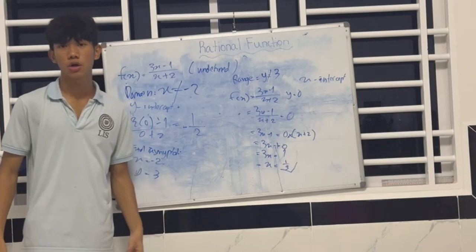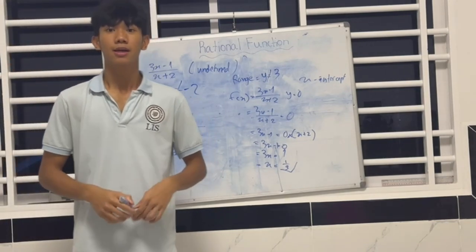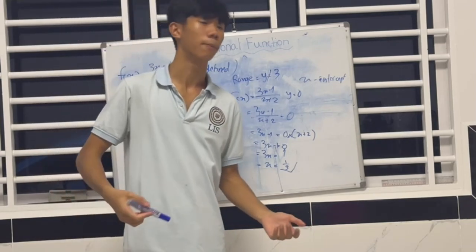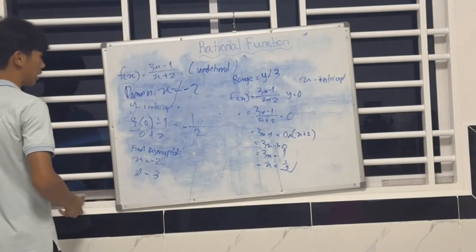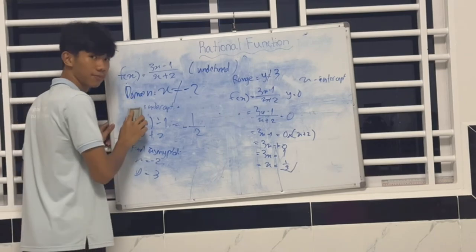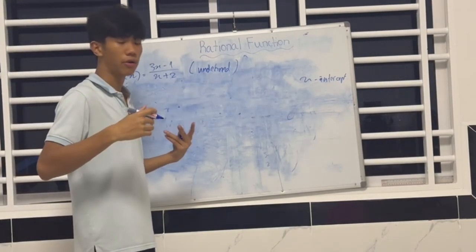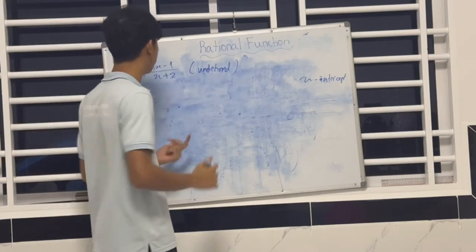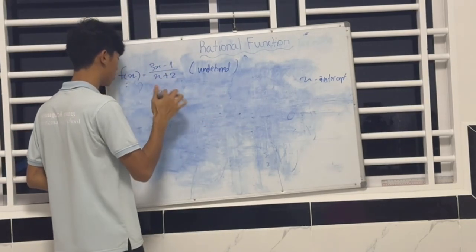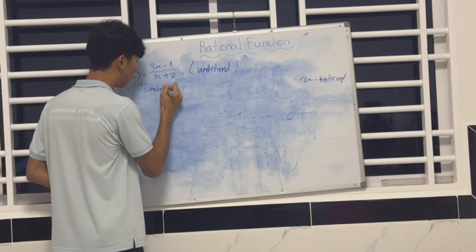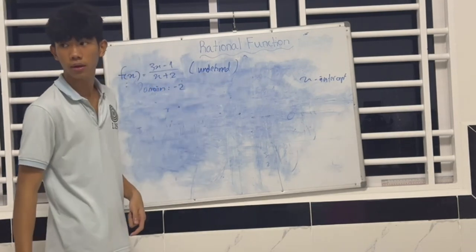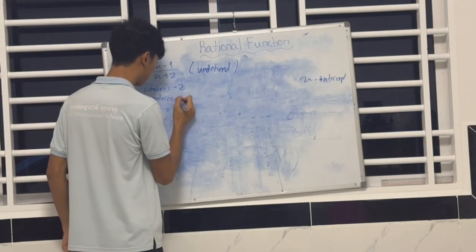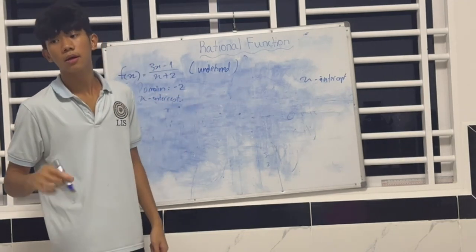After you find the asymptote, the next step is to find the sign diagram and actually draw it. I'll be showing you after I arrange this. To draw the diagram, you're going to have to use the domain and the x-intercept. Just now, the domain was negative 2, and the x-intercept is 1 over 3.